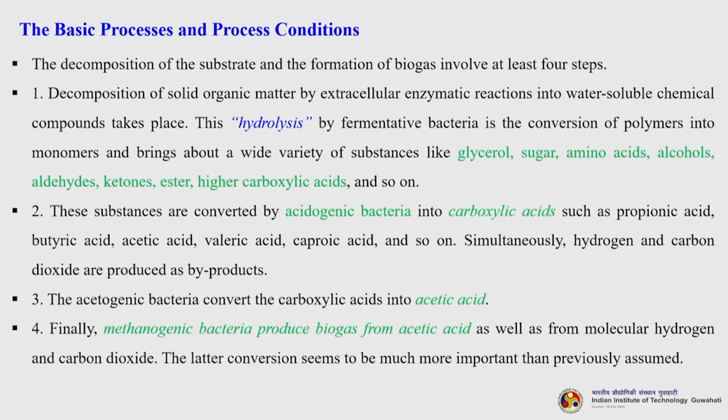Third step is that here the acetogenic bacteria convert the carboxylic acid into acetic acid. In the fourth and final step, it is a methanogenesis step, where methanogenic bacteria produce biogas from acetic acid as well as from the molecular hydrogen and carbon dioxide. The latter conversion seems to be much more important than previously assumed.